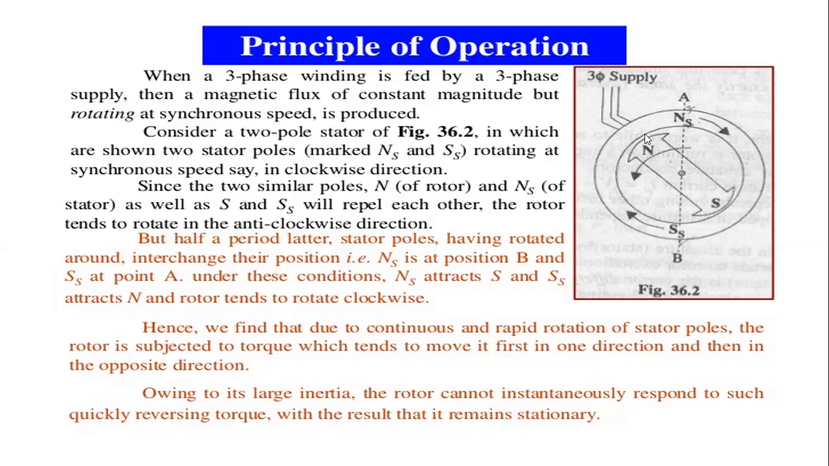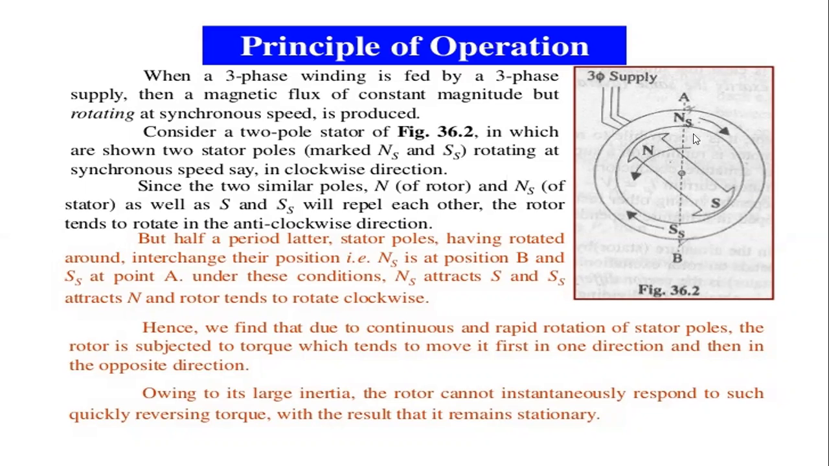Therefore, the stator field is rotated at synchronous speed in the clockwise direction. Similarly, there are two poles in the rotor, the N and the S. Therefore, two poles, N of the rotor and NS of the stator, as well as S of the rotor and SS of the stator. These are the same poles: S and SS are the same poles, and N and NS are the same poles.